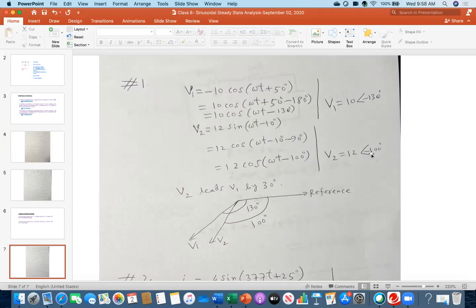Now plot V2, minus 100. Again, I am going clockwise. So you all know that a clockwise angle means this is more negative than that one. So if you compare these two clockwise, then V2 is leading V1. And what's the angle difference? This was 130, this was 100. So this is the 30 degree. That's why I wrote V2 leads V1 by 30 degree. Or in other words, V1 lags V2 by 30 degree. Everybody, is this fine?